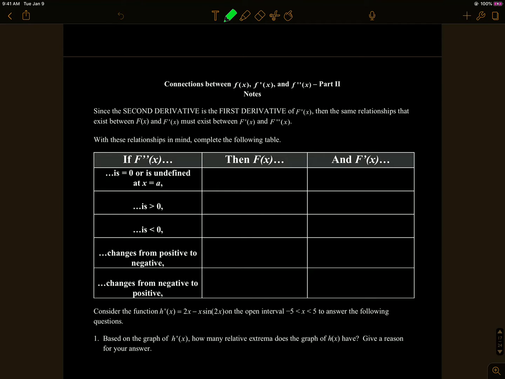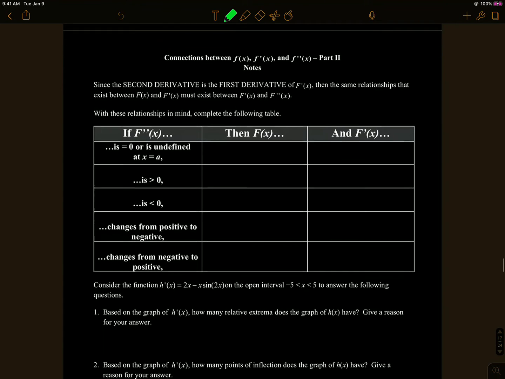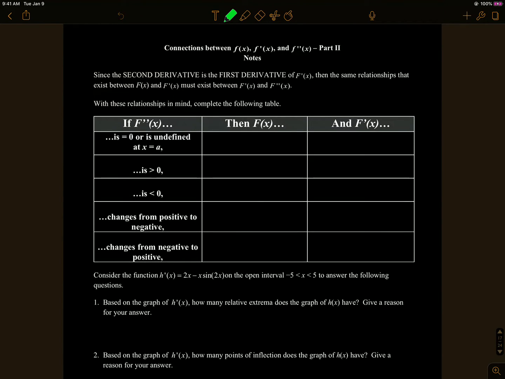So we're going to talk now about the second derivative in relation to the first derivative. We've looked at the first derivative test and the second derivative test, and we've related them back to what they mean about the original function, but they also have that same relationship between each other. So the second derivative in relation to the first derivative has the same relationships as the first derivative does to the original. So we need to talk about that because you will be asked about some of those questions.